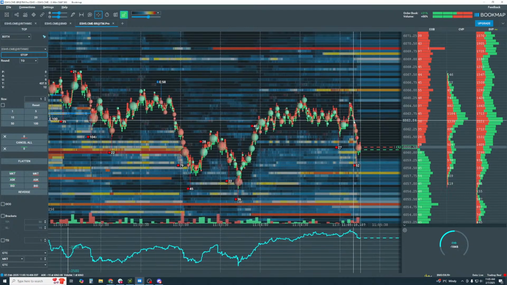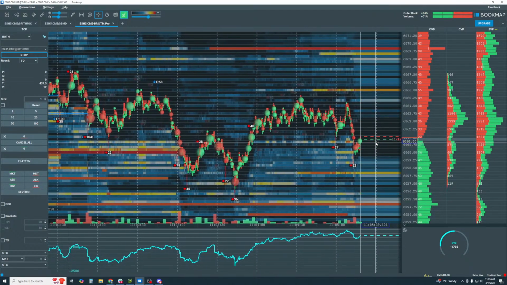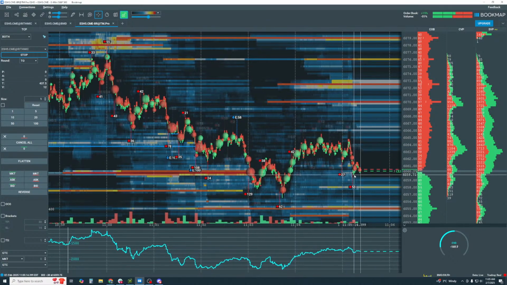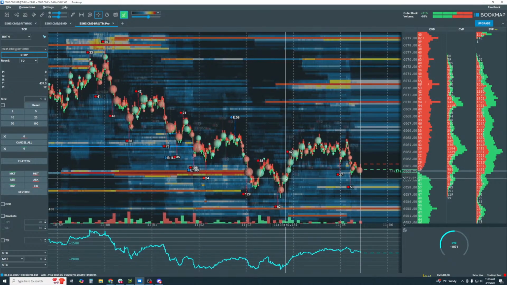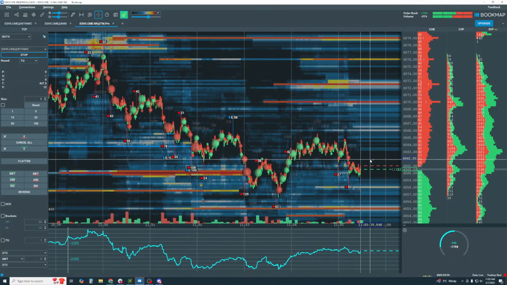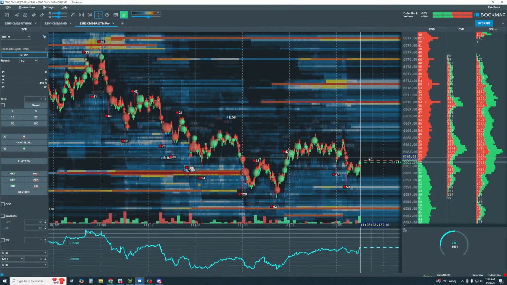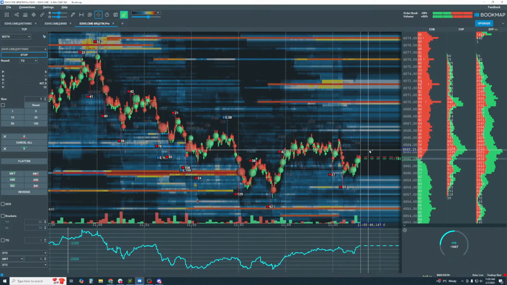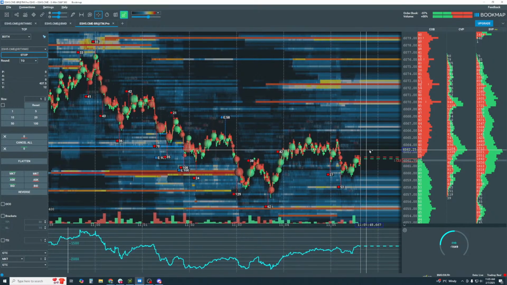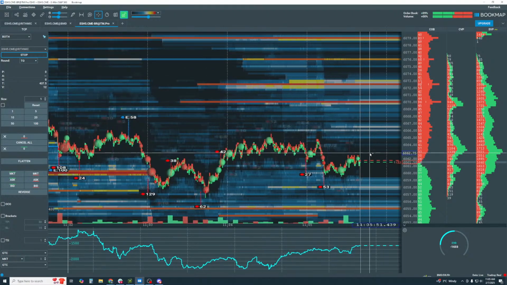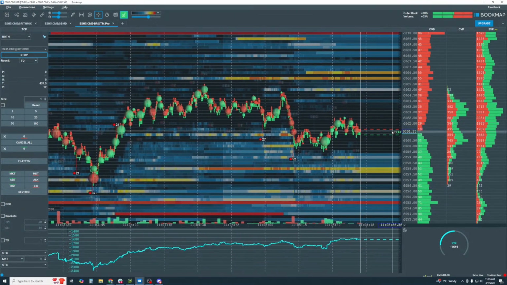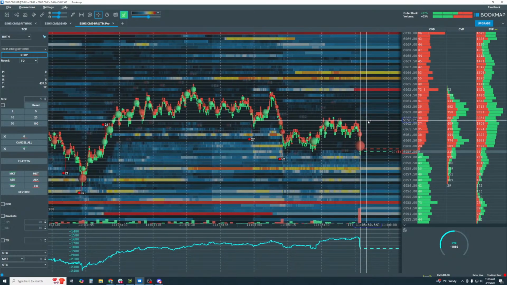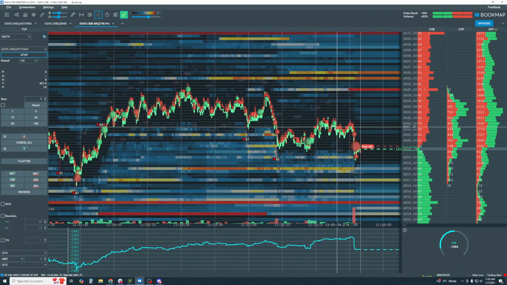No. Okay, pullback. Okay, now do we get buyers in here though on this pullback? No, not yet. All right, they're starting to show. Okay, now this is like a counter trend trade too. Okay, let's see if we get enough here. No, no, exhaust out.